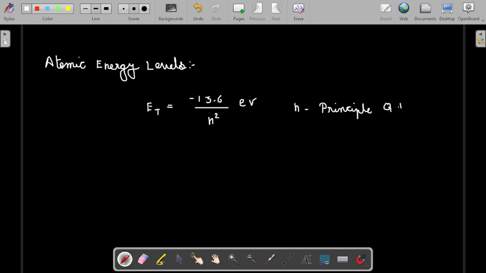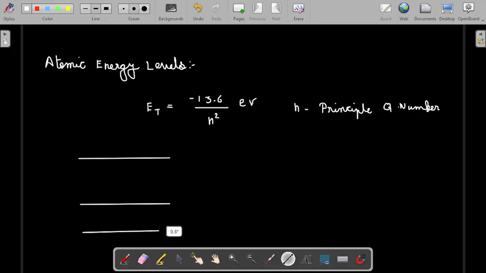You know how we get this formula. Everyone knows this formula, but we have gone through in detail how it came about in the previous lecture. So let's take different energy levels: n is equal to 1, n is equal to 2, then n is equal to infinity.